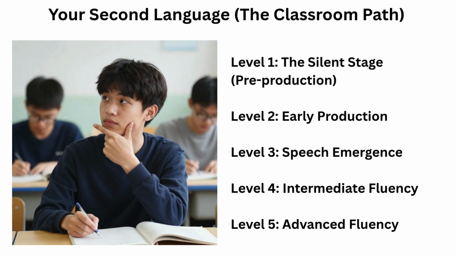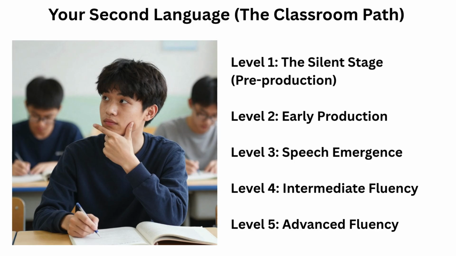Level 2, early production. You start using power words. You say yes, no, or water. It's small, but it's a start. Level 3, speech emergence. Now you're building. You say short sentences like, I like games, or can I go? You might make some mistakes, but people understand you.